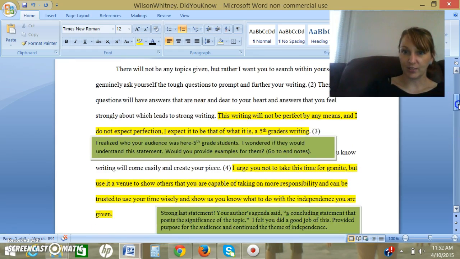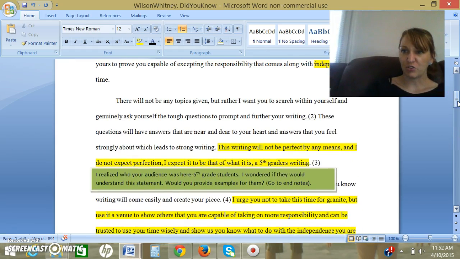And they are getting independent time. This has got to make them feel grown up, and a good way again to introduce this topic.